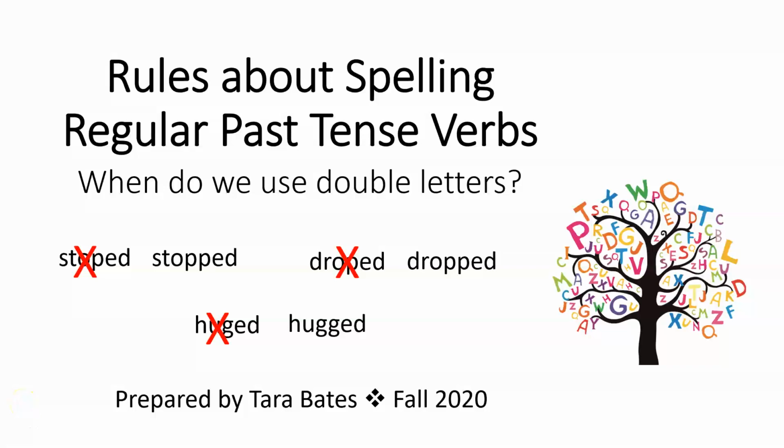Examples about spelling regular past tense verbs. When do we use double letters? So if you have ever wondered why we have a double letter in stopped, why we have a double P in dropped, or two G's in hugged, this is the presentation that is going to answer your questions.